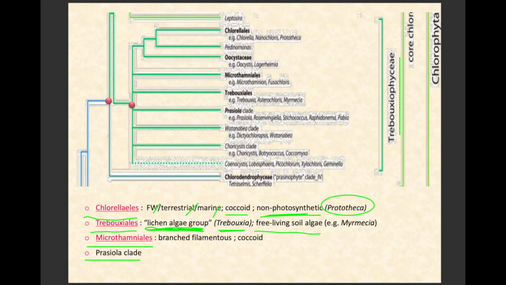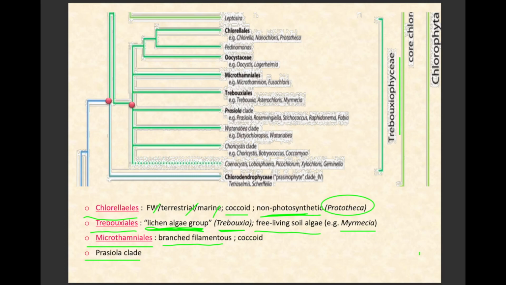But yeah, yung free-living soil algae natin dito sa Trebouxiales is your Myrmecia. Pag sinabi nating Myrmecia, di ba para siyang Greek goddess? Anyway, si Microthamniales naman, these are the branched filamentous coccoid forms. Ang representative nito is si Microthamnion. So that's your Microthamniales. Yung Prasiola clade would include your Prasiola genus. But yeah, that's your Trebouxiophyceae.